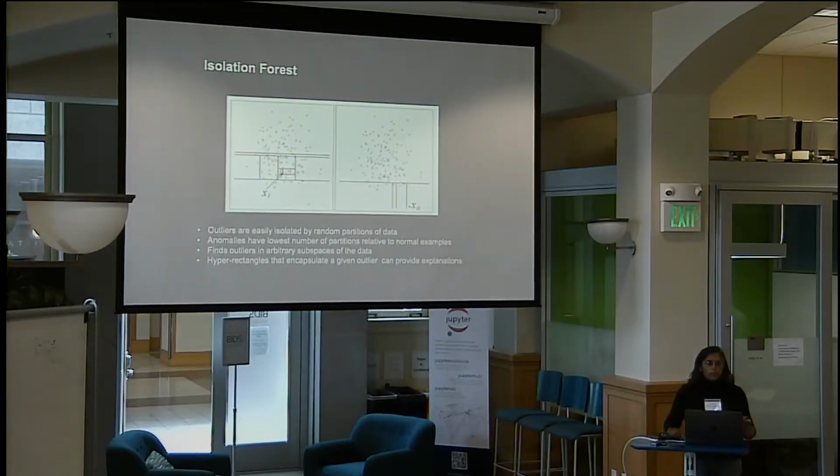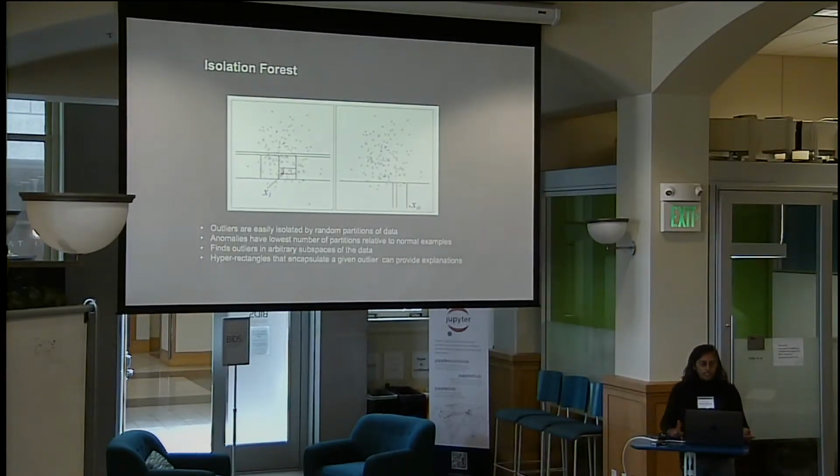So we use it. It's a pretty fast method, computationally cheap. In future work, we're going to look at explaining it by drawing the hyperrectangles that encapsulate the given outlier as a sort of explanation framework for it.